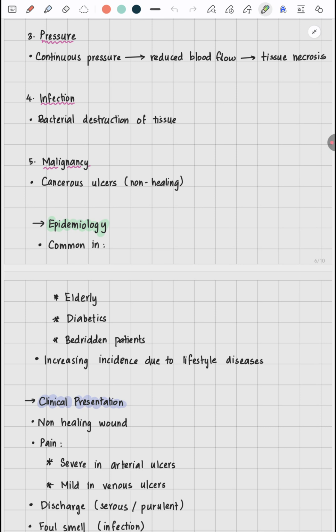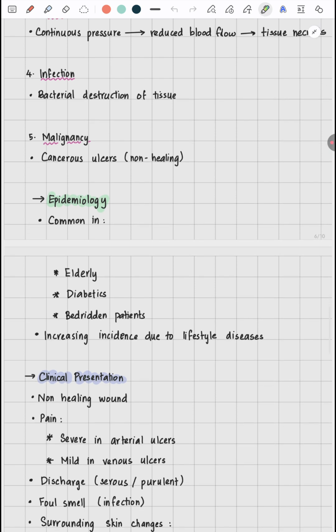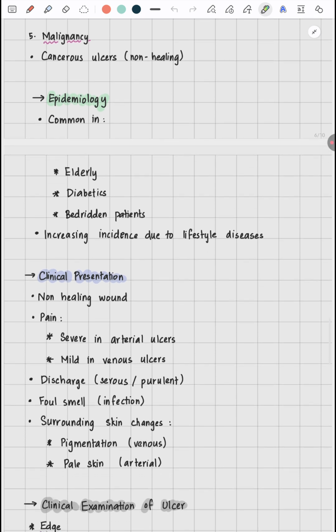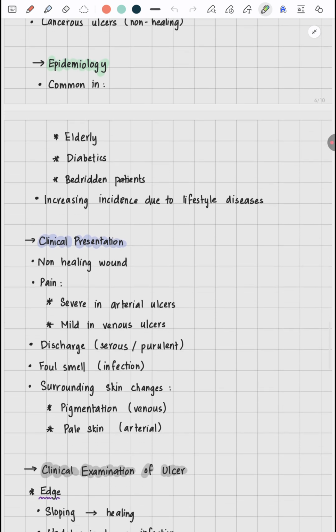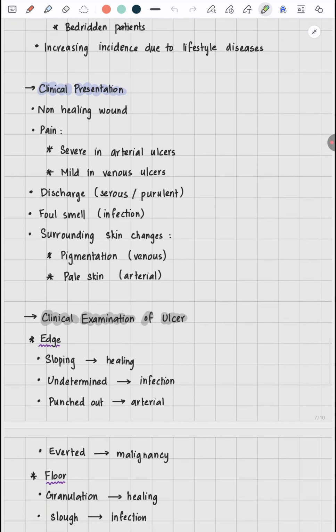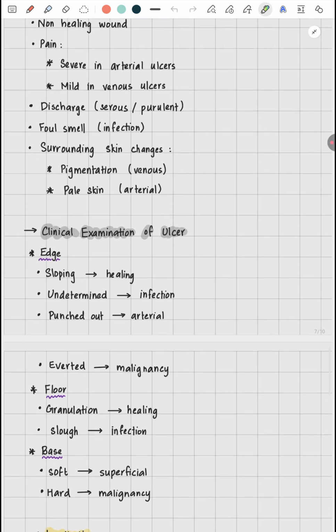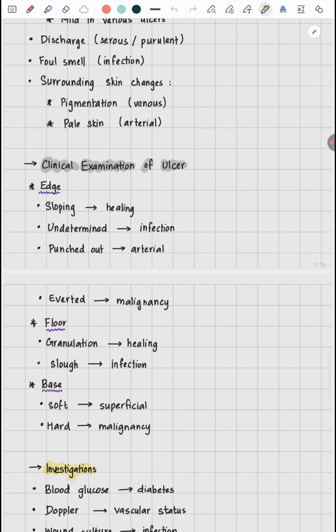A very important part of clinical examination is describing the ulcer in detail. You must look at the edge, floor, and base. For example, a sloping edge indicates a healing ulcer. A punched out edge suggests an arterial ulcer, an undermined edge is seen in infective conditions like tuberculosis, and an everted edge raises suspicion of malignancy.